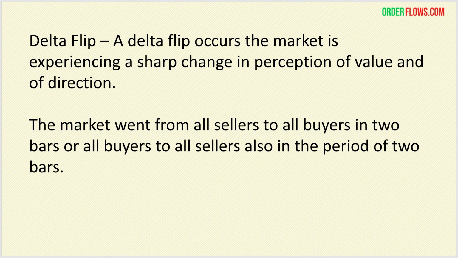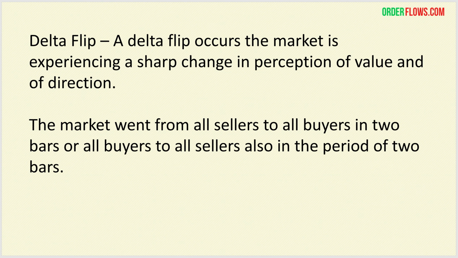Basically, he would work heavy bids or heavy offers in the market to spook the market. Then the market would move, then you'd cancel them, then you'd become a trader in the opposite direction. So he'd put heavy offers in the market to push it down, push it down, push it down. Then boom, all of a sudden he'd buy, big buy order. So he'd flip the market like that. A delta flip occurs when the market's experiencing a sharp change in perception of value and of direction. Basically the market goes from all sellers to all buyers in 2 bars, or all buyers to all sellers also in a period of 2 bars.